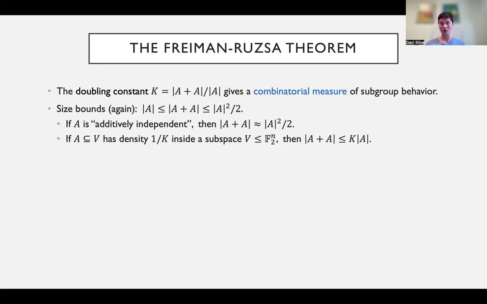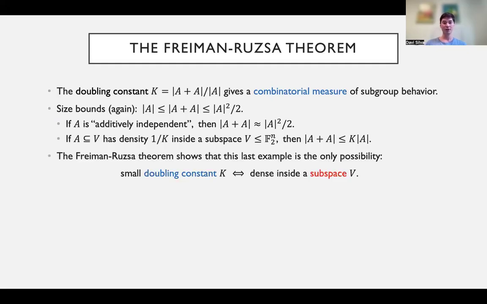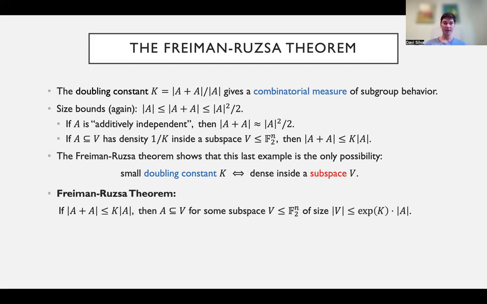So the doubling constant will be at most K. And the Freiman-Ruzsa theorem essentially shows that this last example is the only possibility. So it says that you will have small doubling constant K if and only if you are dense inside a subspace V. More precisely, the Freiman-Ruzsa theorem says the following.